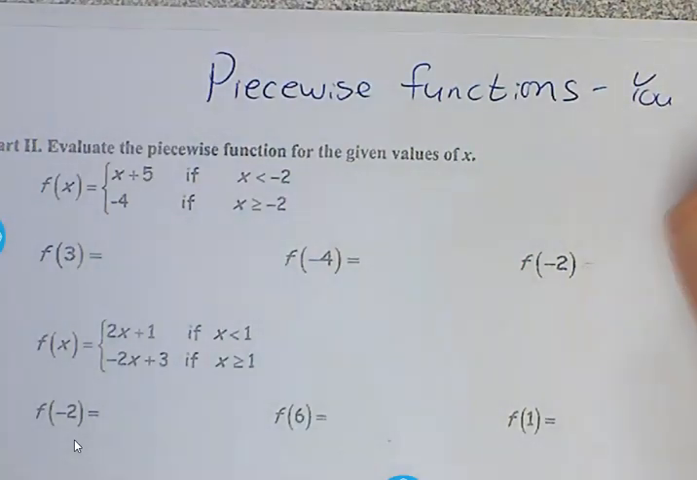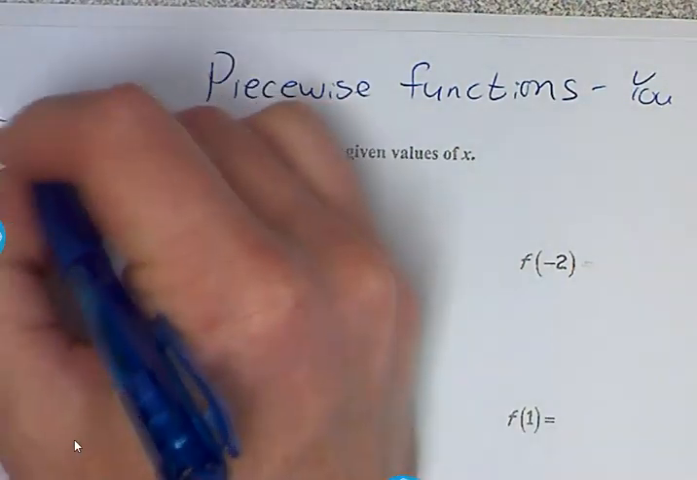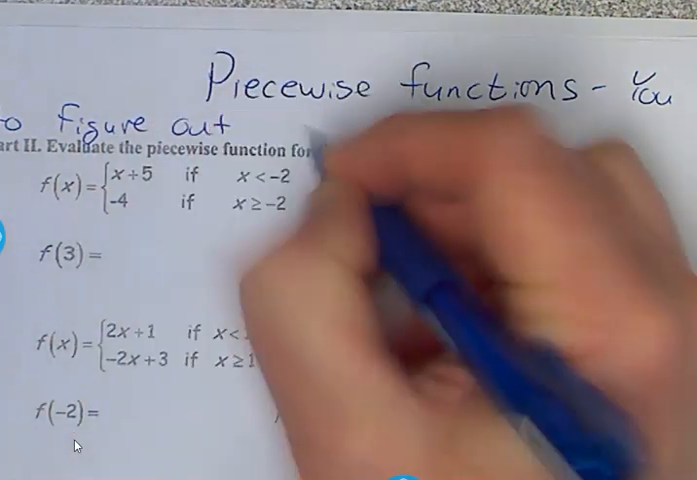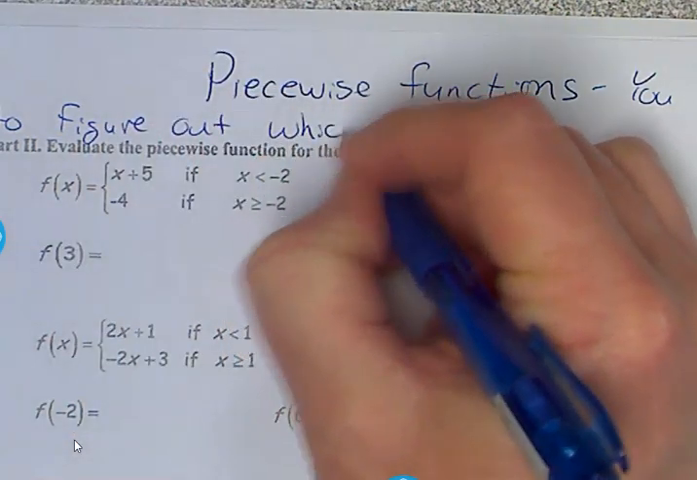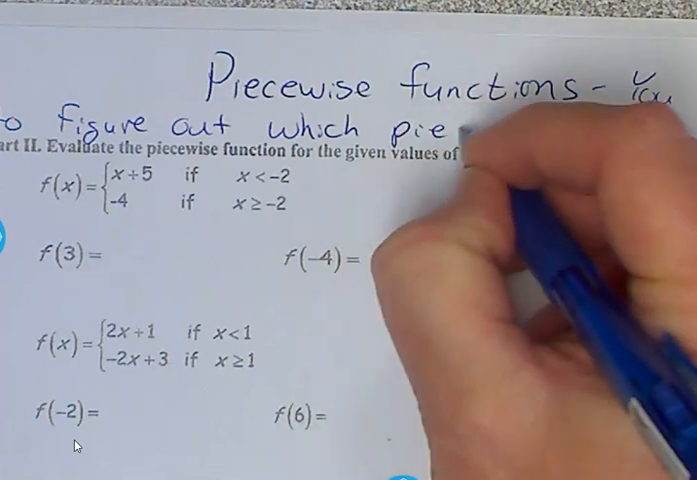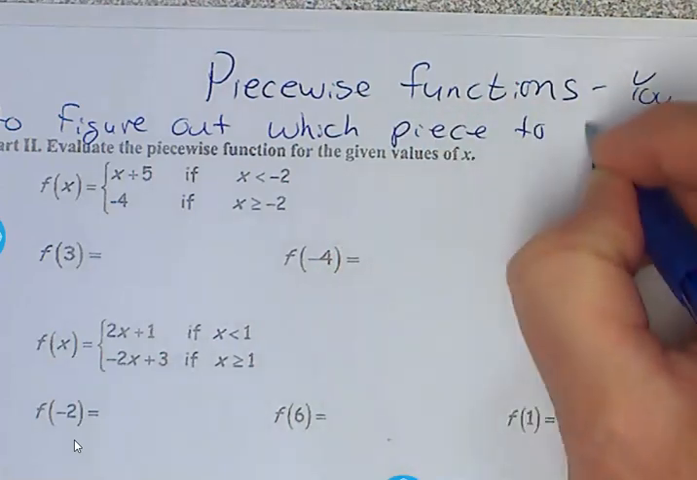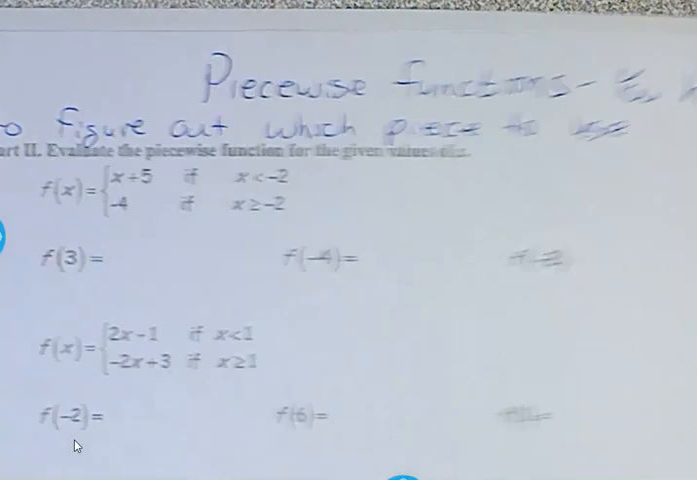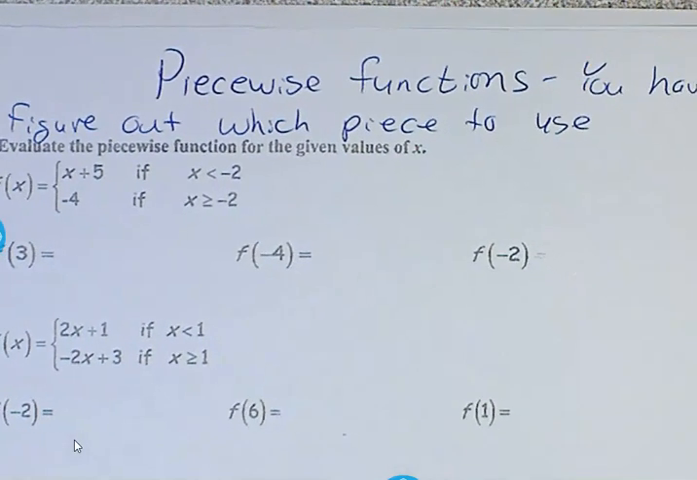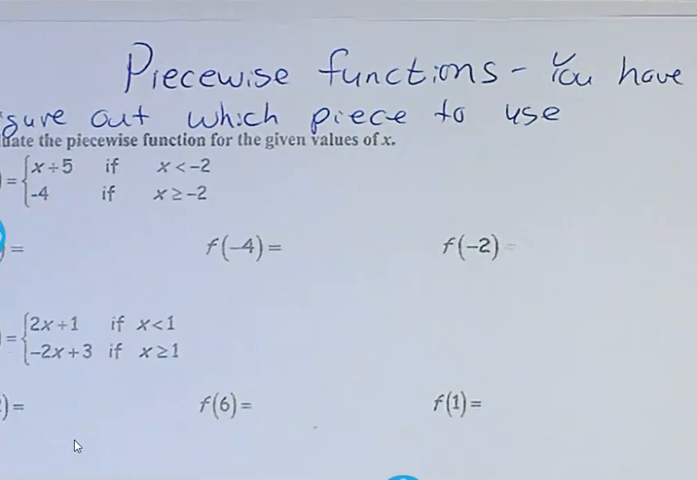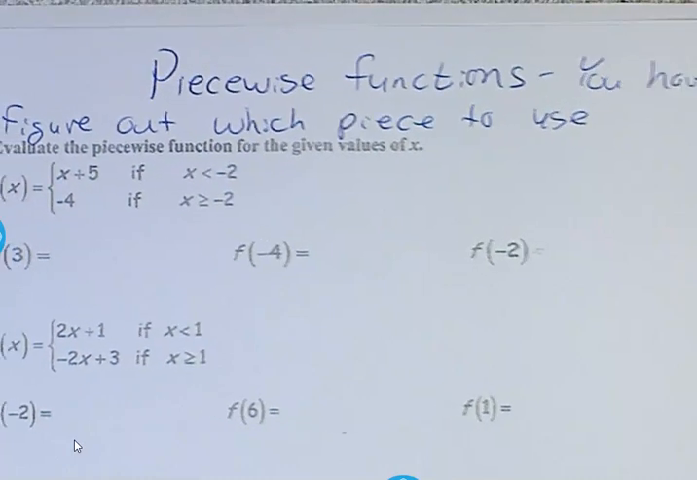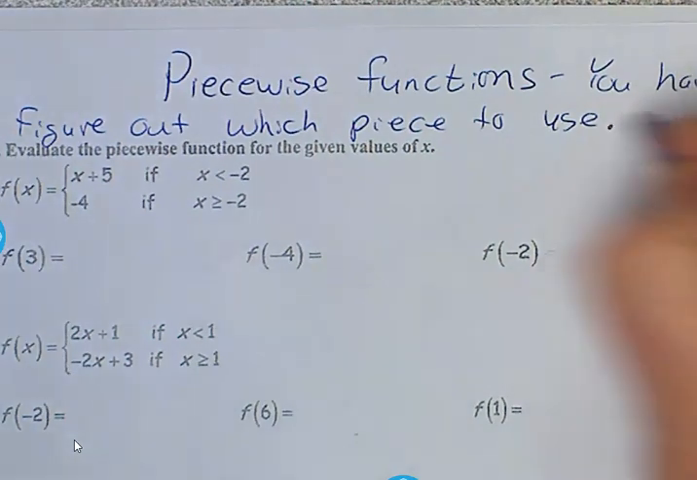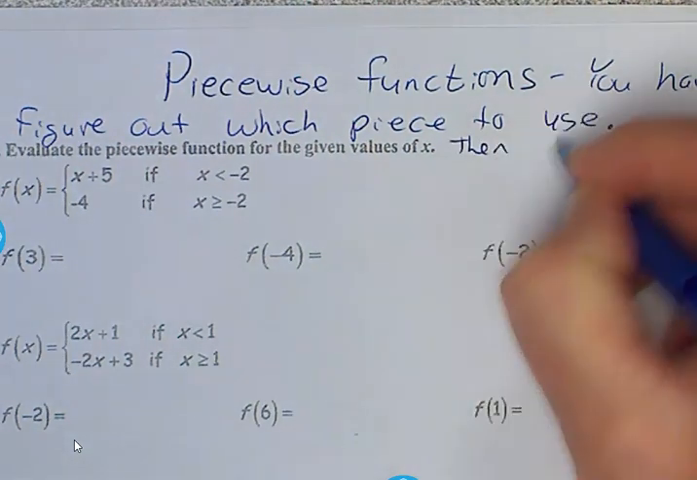So you have to figure out which piece to use. Oh, a little too wide there. So anyway, try that again. Piecewise functions, you have to figure out which piece to use and then plug in the value.